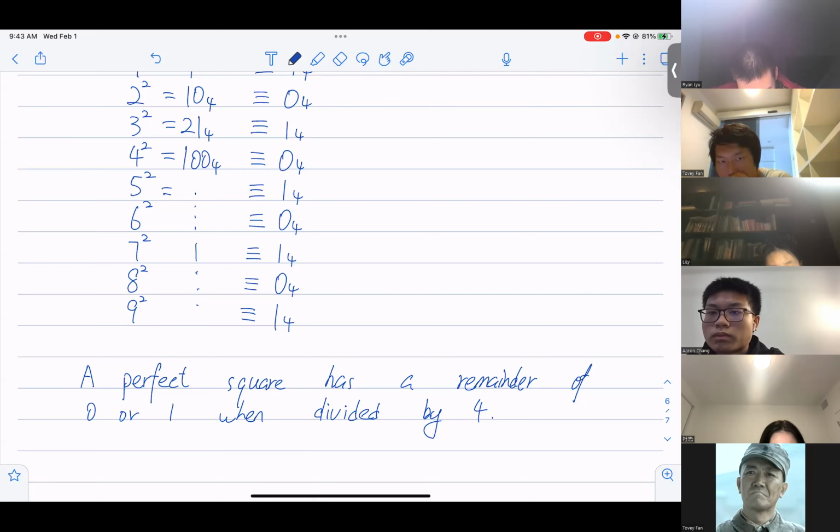So that means if you have any number and you divide it by 4, if the remainder is not 0 or 1, if the remainder is 2 or 3, then this number can never be a perfect square. Right? Okay.